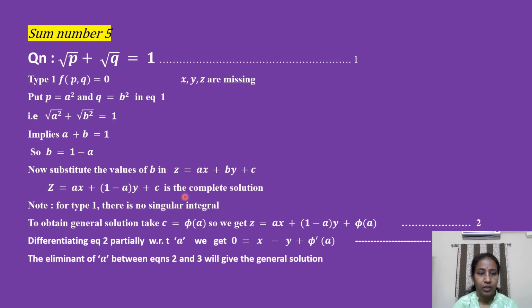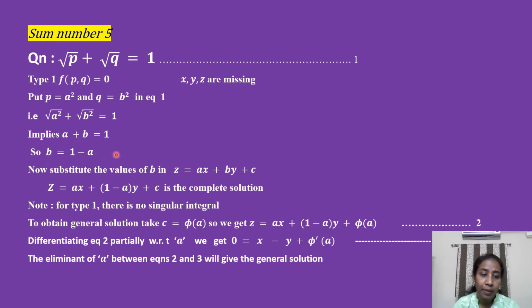Now coming to the last sum, the question is square root of p plus square root of q equal to 1. Please don't skip this problem because I'm going to make a slight variation in the way I substitute p and q. Now clearly this is coming under type 1. So I'm going to put p equal to a square and q equal to b square in equation 1 because the square root of a square plus square root of b square equal to 1 gives me a plus b equal to 1 and b equal to 1 minus a.